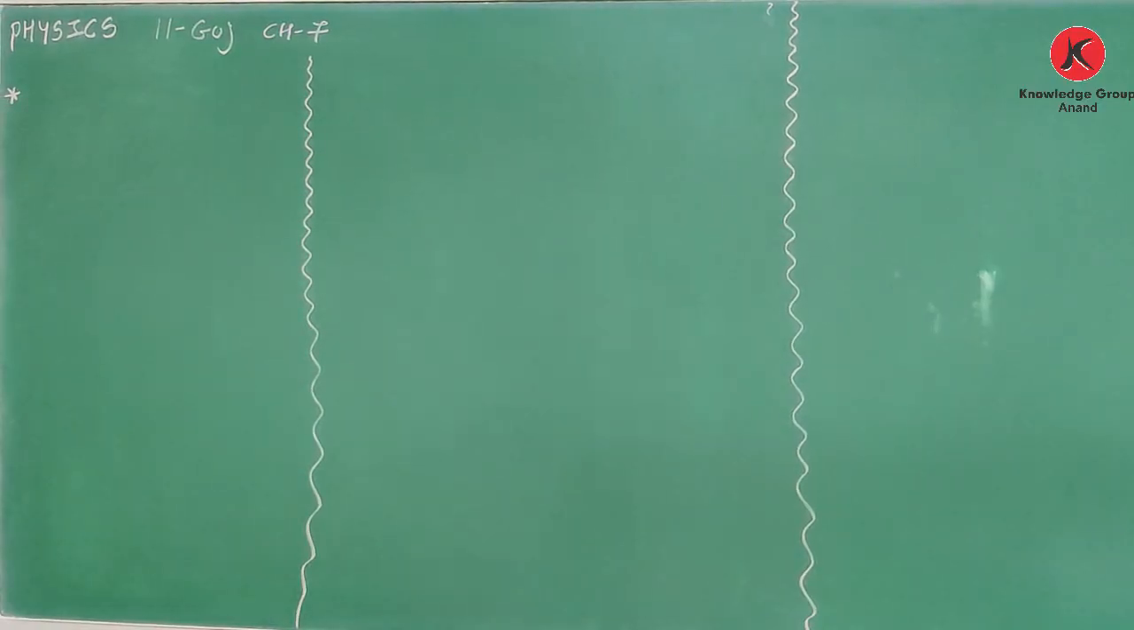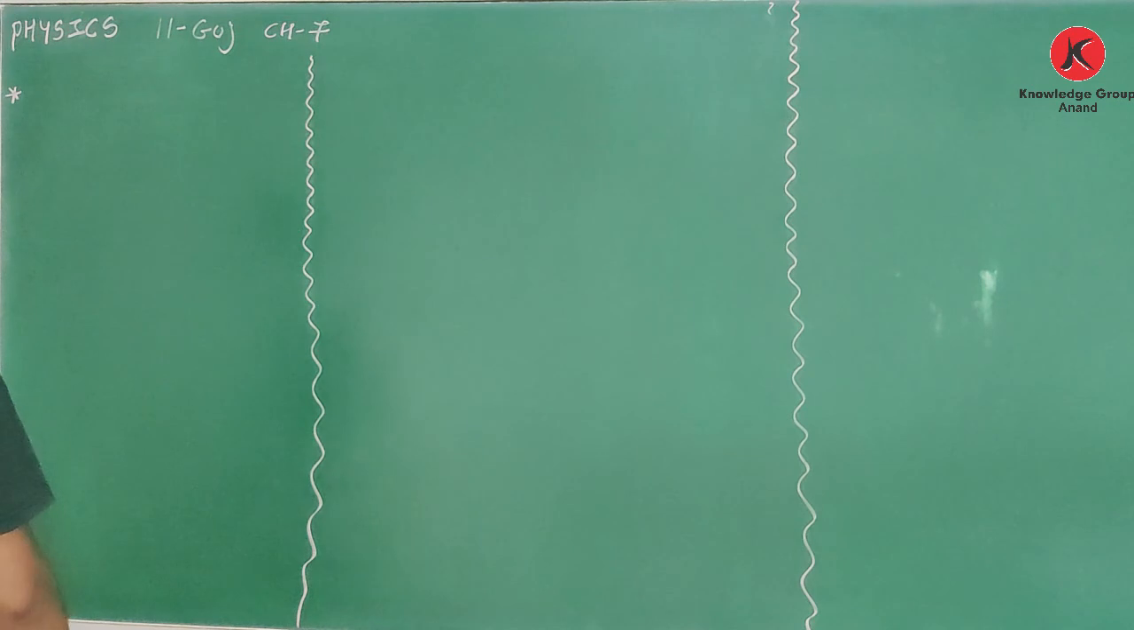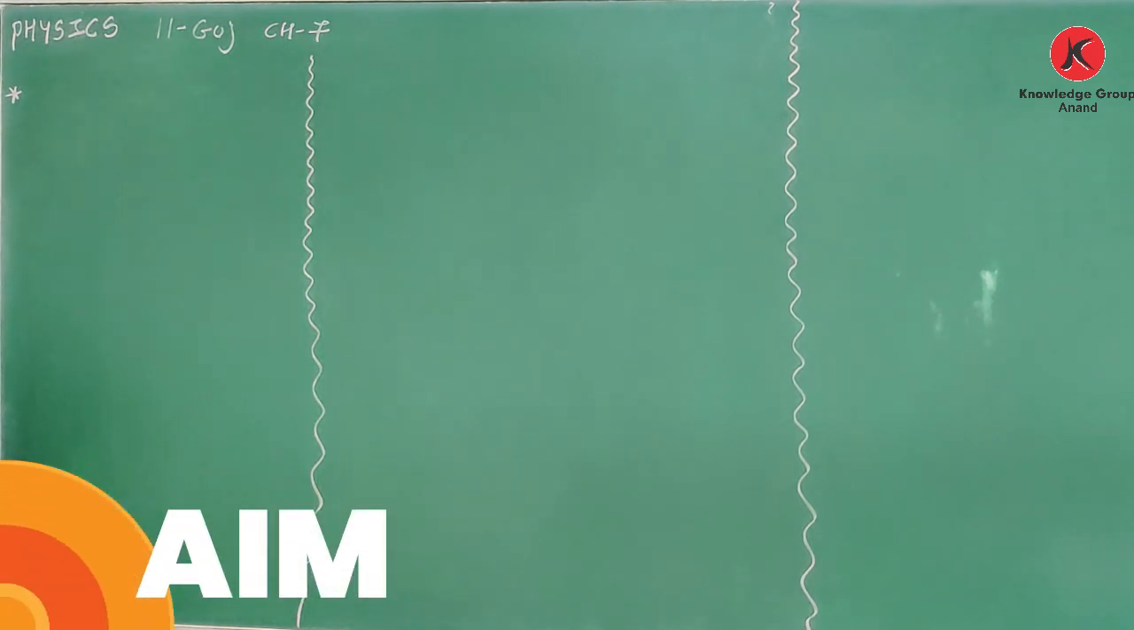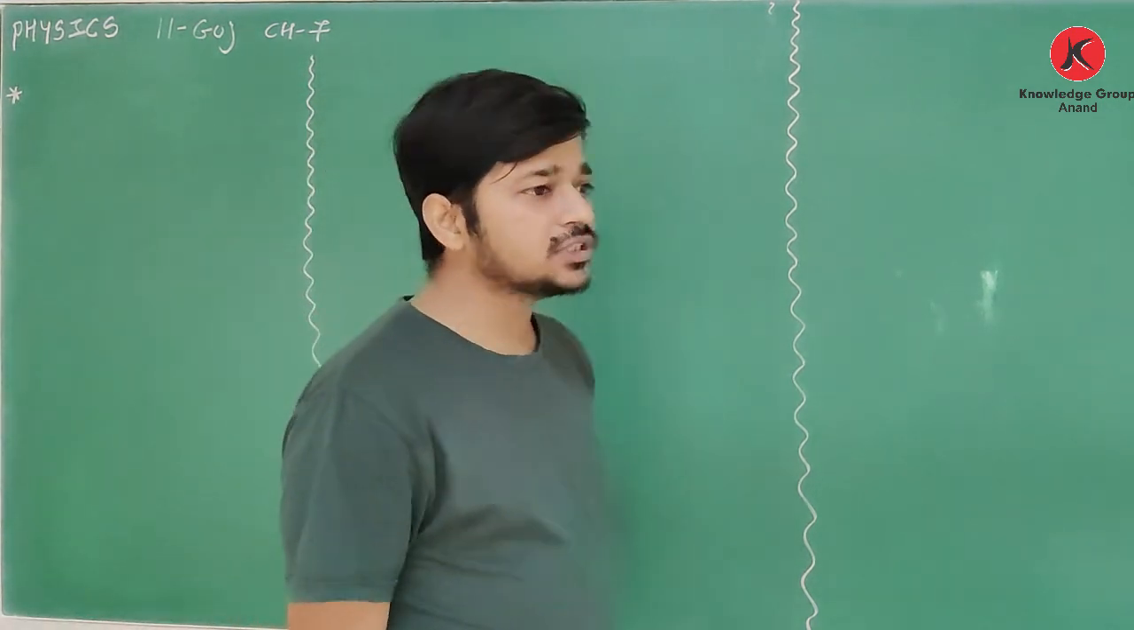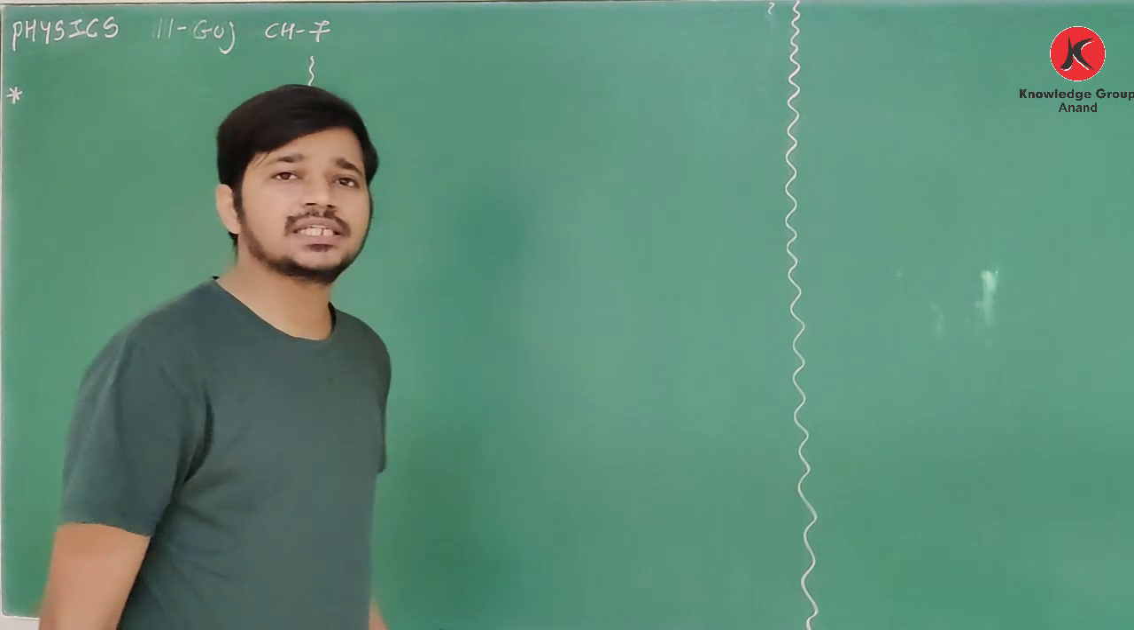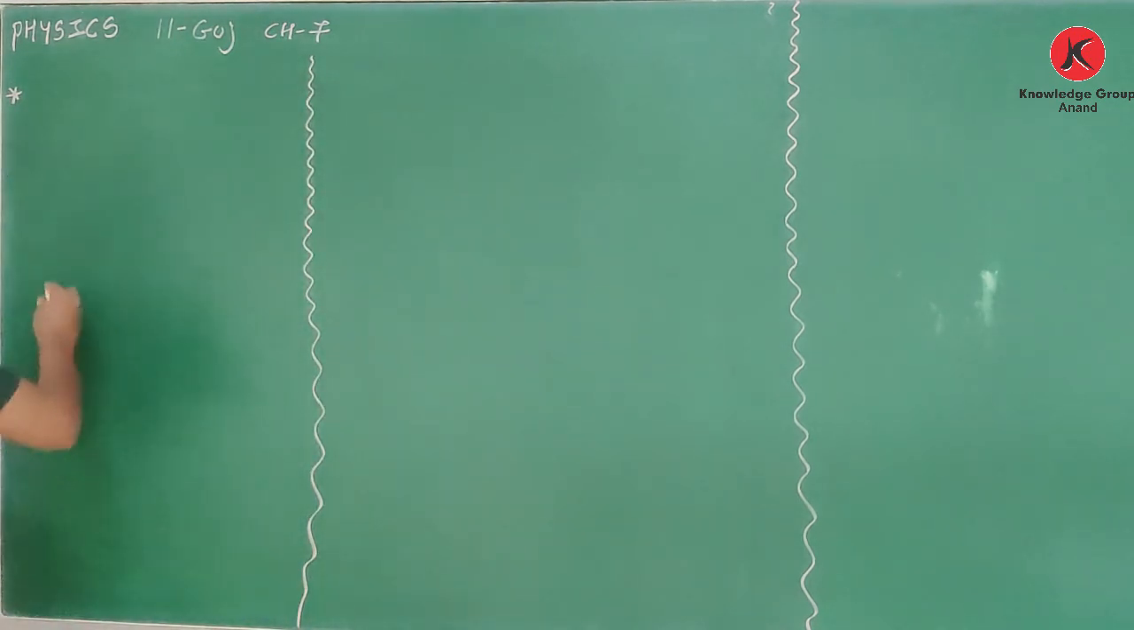Good morning, students. Chapter 7, System of Particles and Rotational Motion. Okay, see, here it is. Today we will see two most important theorems, parallel axis theorem and perpendicular axis theorem.